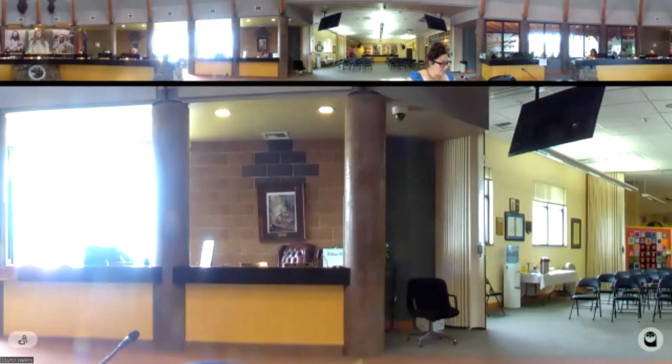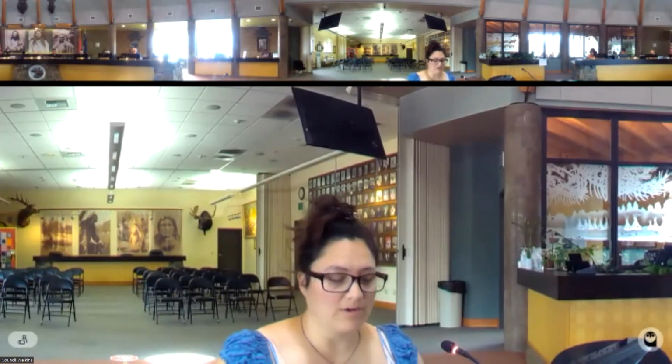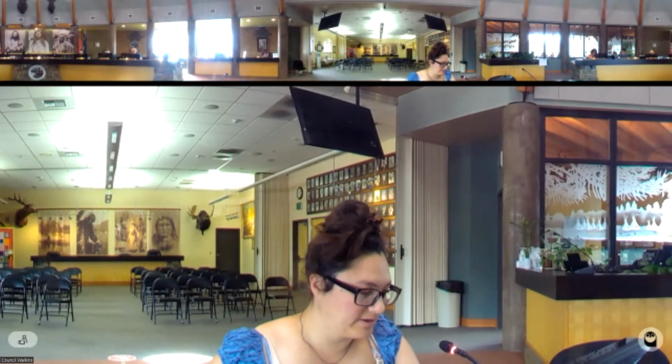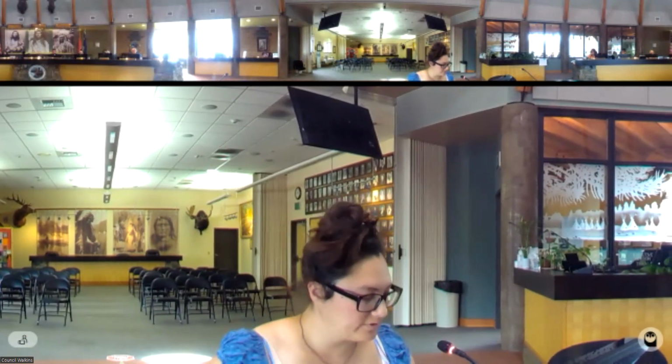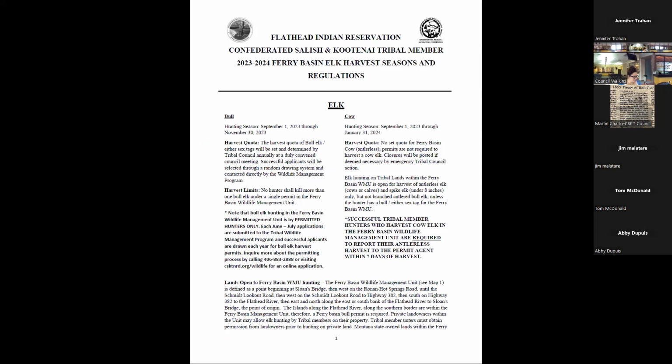And again, both the bighorn sheep and the Ferry Basin elk didn't have specific season or harvest quotas in the regulations. And that's something that we'll also be presenting later today, to show you the results of the survey for bighorn sheep and then set those as well. But again, with Ferry Basin elk, we are requesting the same amount of permits for bulls as last year, and so we'll have 30 of those draws for the lottery.